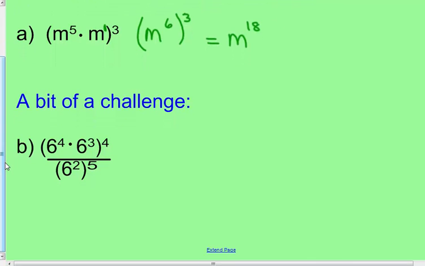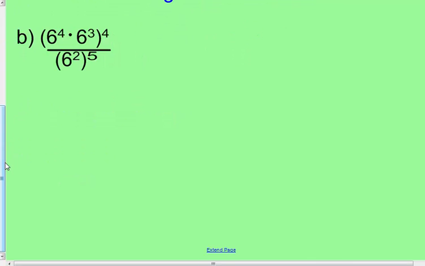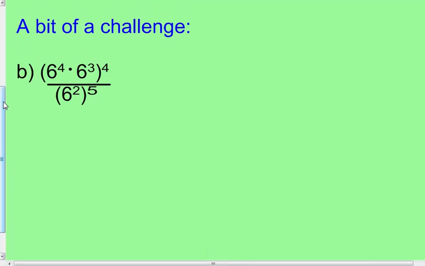This one's a bit of a challenge because we have all 3 of our rules happening here. We have a product of powers. I'm going to do that one first in the numerator. So keep the base, add those exponents. 4 plus 3 is 7. We also have 6 to the 7th now raised to a power of a power. And we have a power of a power in the denominator. So that's 6. Keep the base, multiply 2 times 5. Keep the base, multiply those exponents.